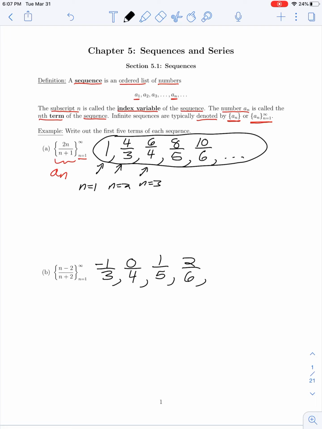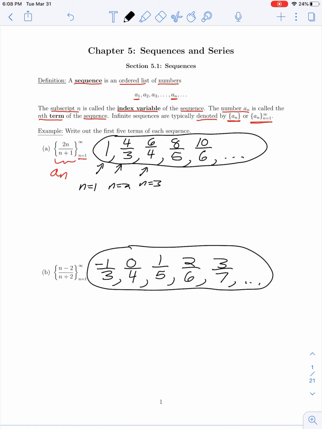To get our fourth term, we plug in n equals 4, which would give us 2 over 6, or 1/3 if we prefer. And to get our fifth term, we plug in 5 for n, which would give us 3 over 7. And we could keep listing these terms. So here, we wrote out the first 5 terms of our sequence, and we could keep listing these to get as many terms as we needed.